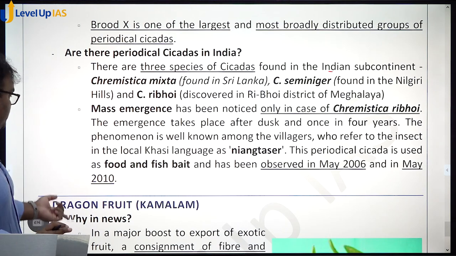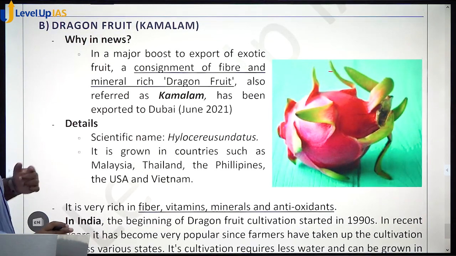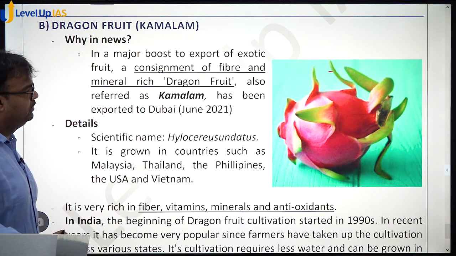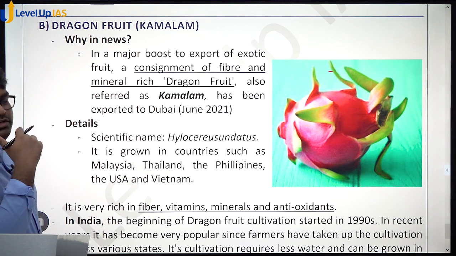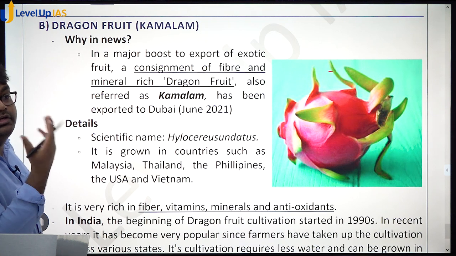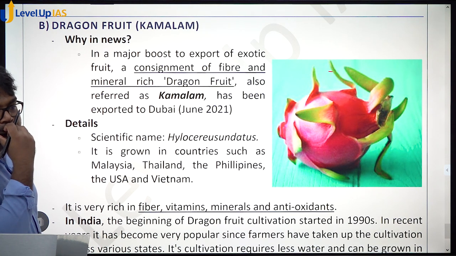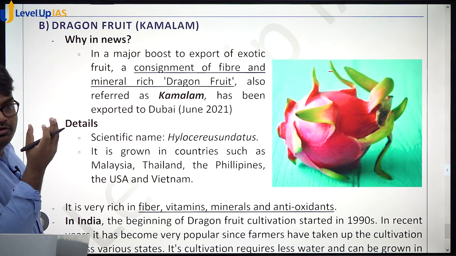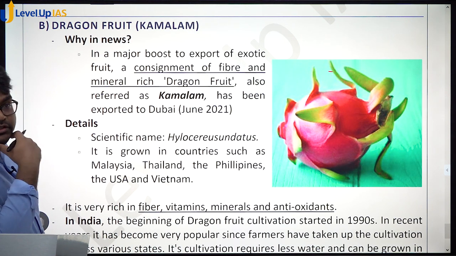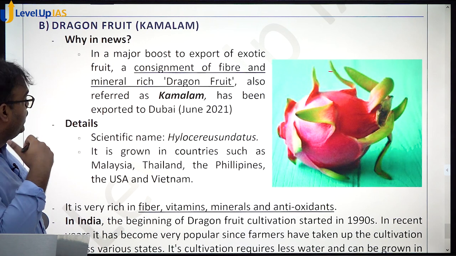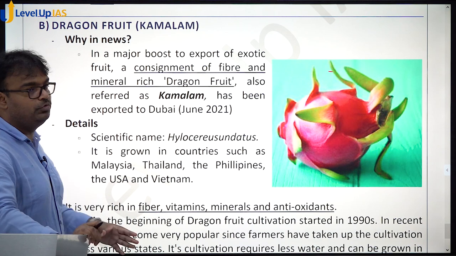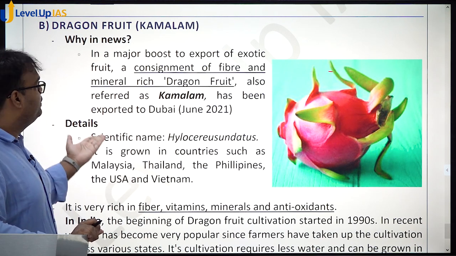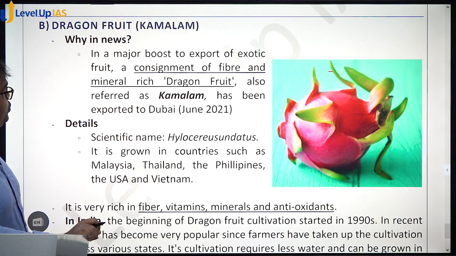Okay. Then dragon fruit. What is dragon fruit? This fruit is called dragon fruit. It was in news last year in June, July 2020, when in Mann Ki Baat, Prime Minister Modi congratulated the farmers from Kutch who had started growing this and have made India self-reliant. Recently, it was in news because dragon fruit, which is also called Kamalam, we have started exporting this to Dubai.